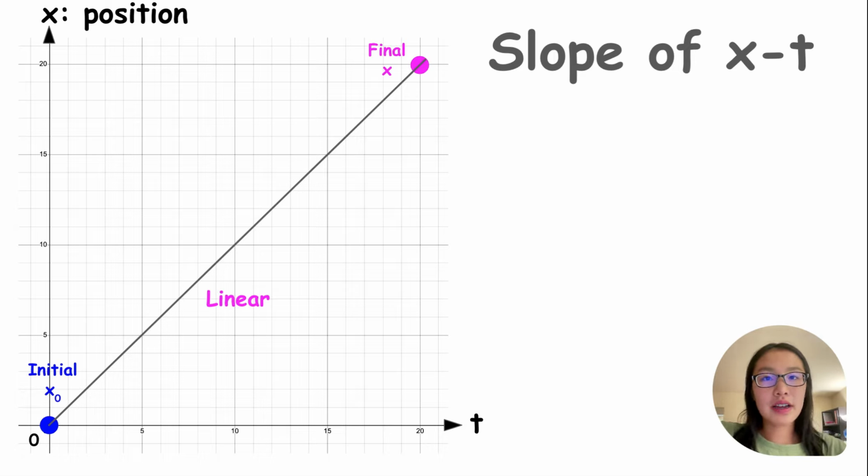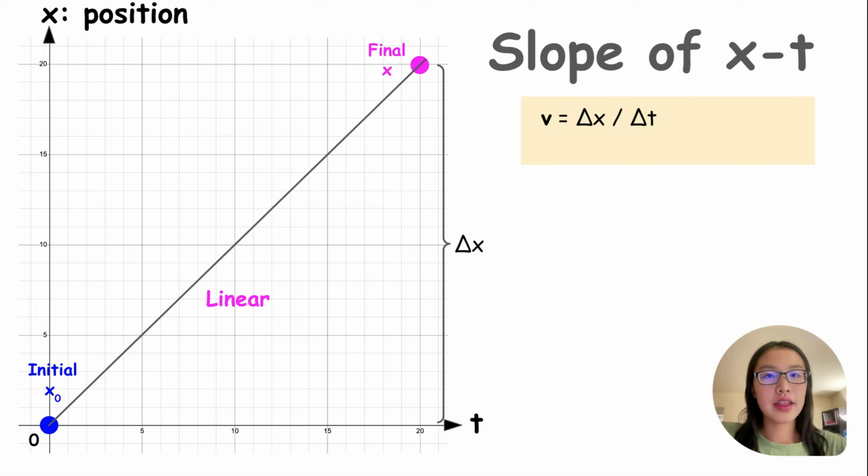To recall the definition of velocity, it is the rate of change of position, or in other words, delta x over delta t. Now, what is delta x in the chart? Delta x is the change in position of the car, meaning the displacement between the initial and final position. In the chart, this is the vertical distance between the blue and magenta dots, or sometimes we call it rise.